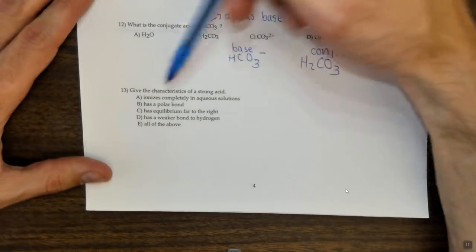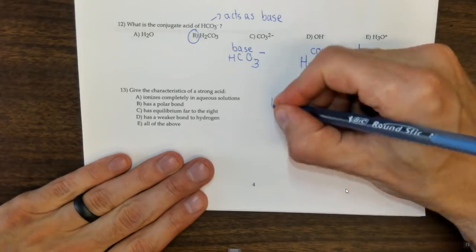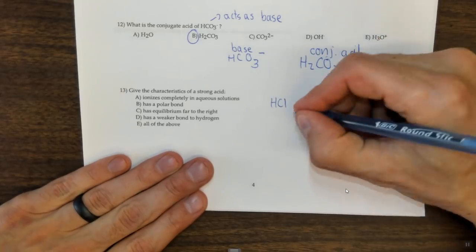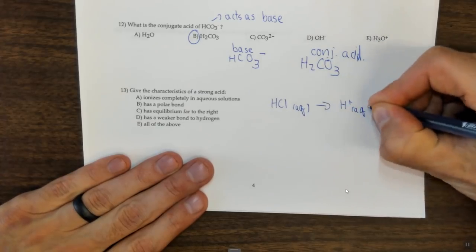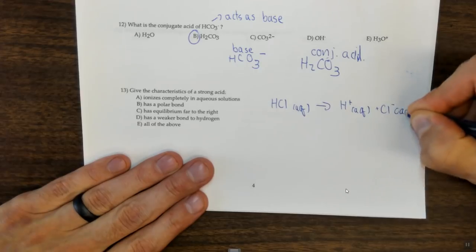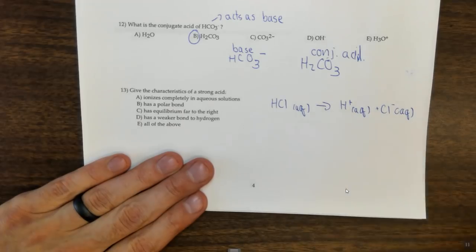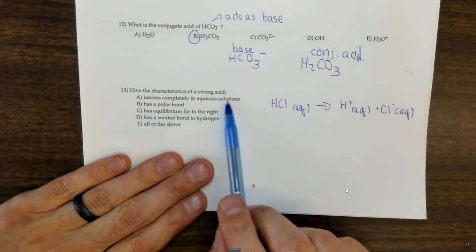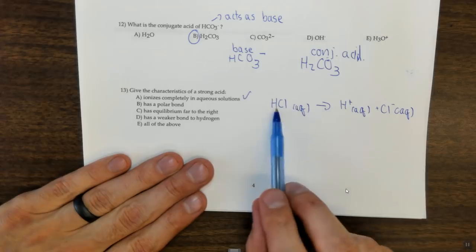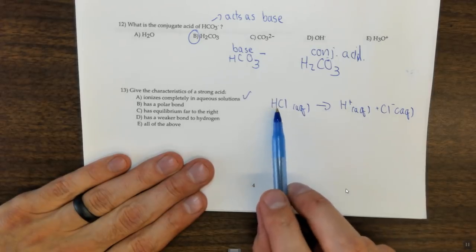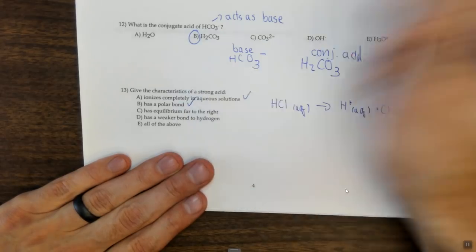Question 13 says, give the characteristic of a strong acid. So strong acid is something like HCl, which when aqueous completely dissolves into H plus aqueous plus Cl minus aqueous. It completely dissociates in water. Or you could write it as HCl plus water yields H3O plus Cl minus. So ionizes completely in aqueous solutions. That is true. Has a polar bond. The HCl bond is covalent because they're both nonmetals. It is also polar because H is much less electronegative than Cl, so that is a polar bond.